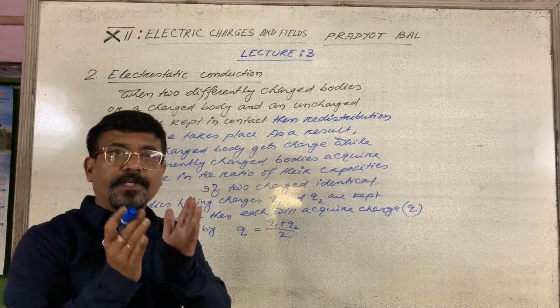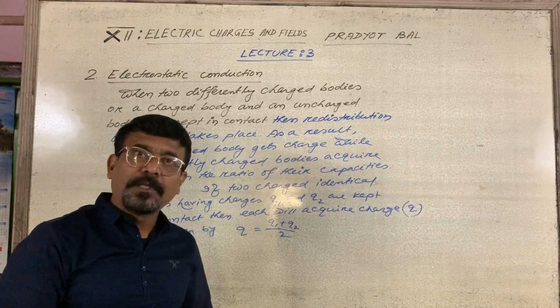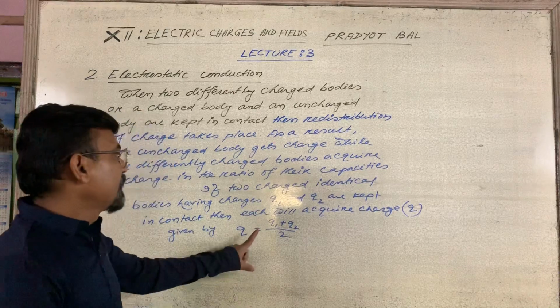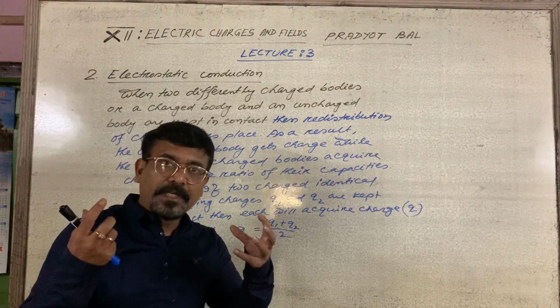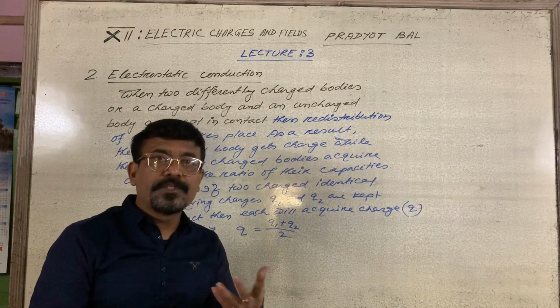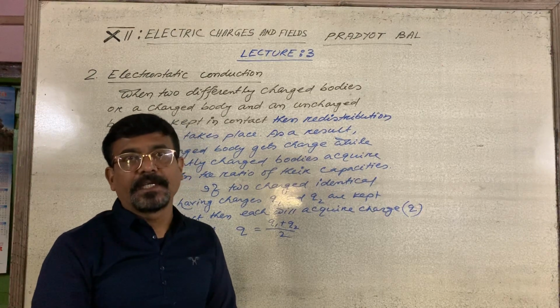When two bodies are in contact, then redistribution of charge will take place. You will have to remember, if the two bodies are identical in shape, then their charges will be equally divided. But when two differently charged bodies come in contact, their shapes may be different. Suppose they are spherical in shape. In that case, what will happen?